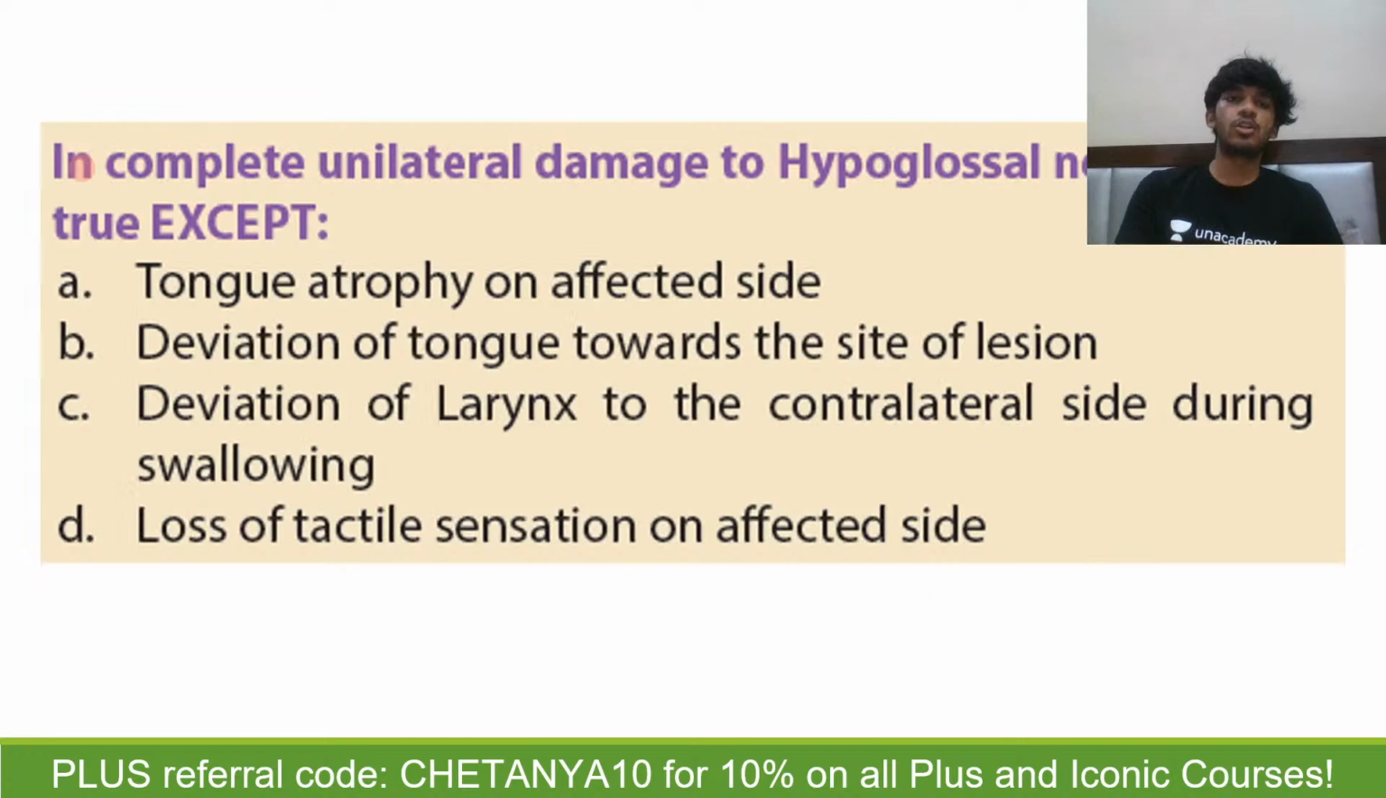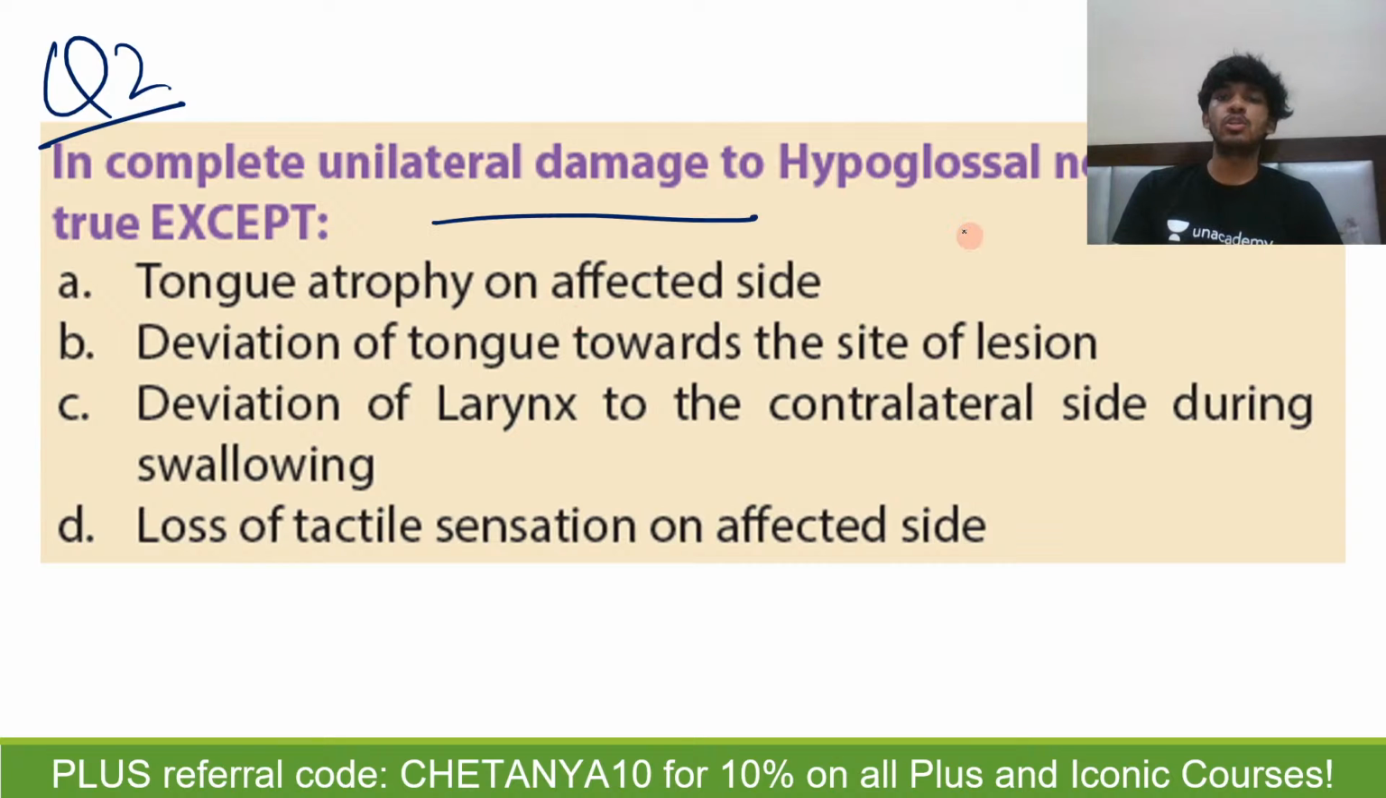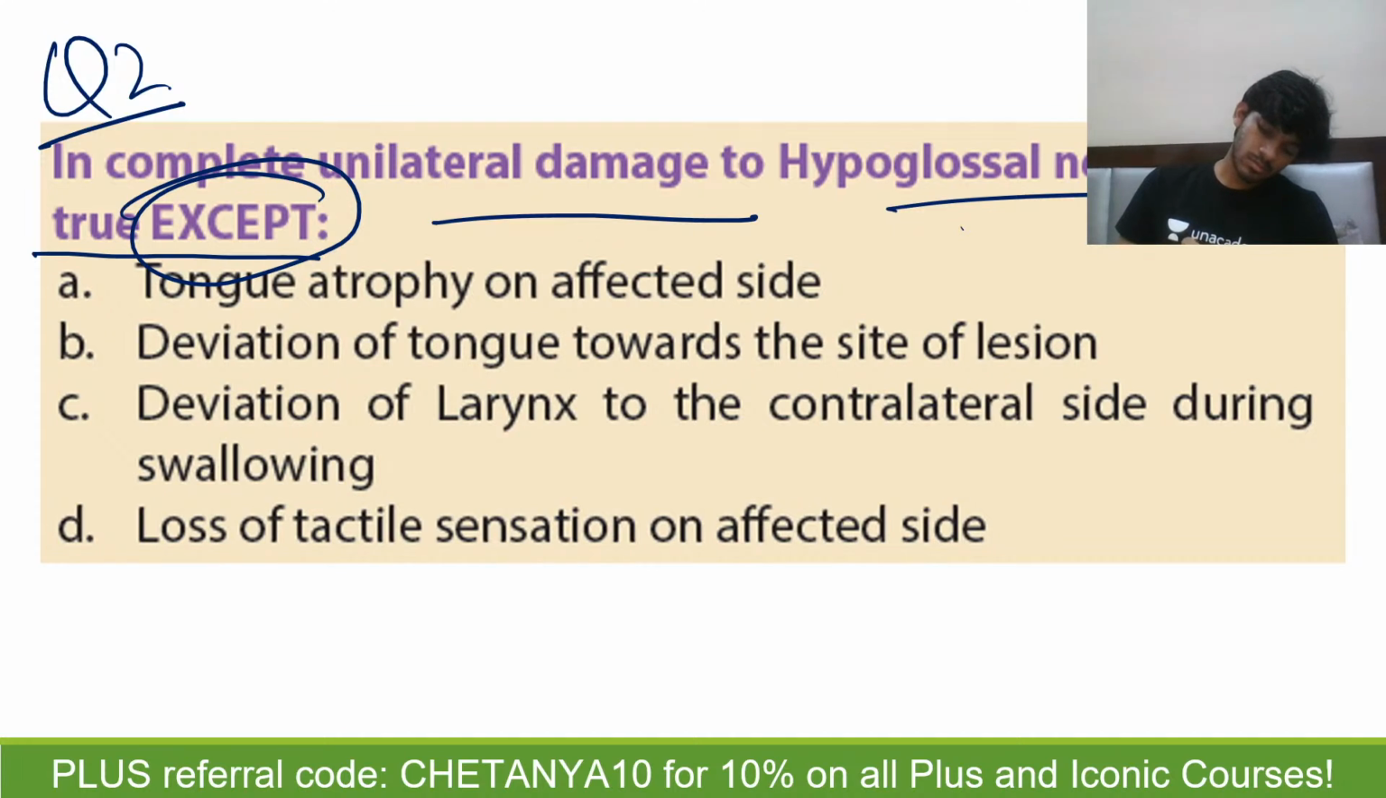Okay. Question number 2. Incomplete unilateral damage to the hypoglossal nerve. All are true except, asked in the AIIMS 2012 exam. I hope you understand why it deviates on the same side for the tongue and why it will deviate to the opposite side for the pharynx.